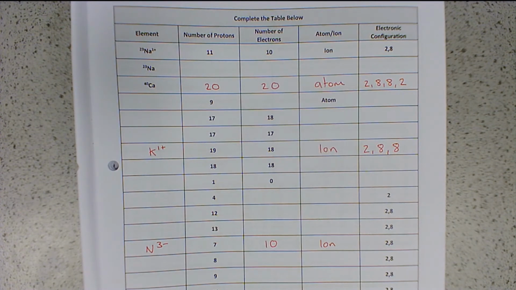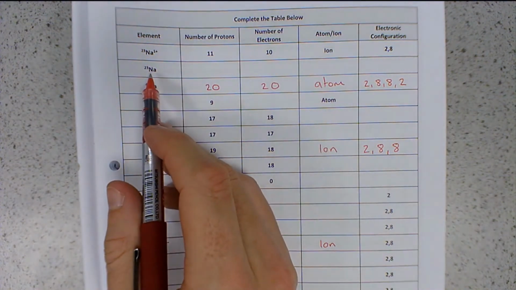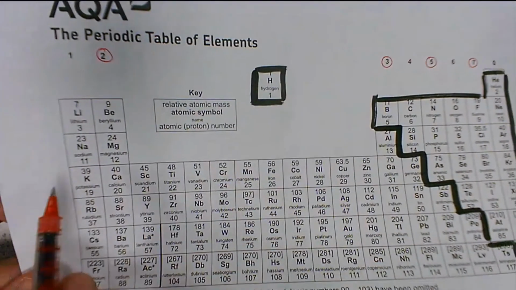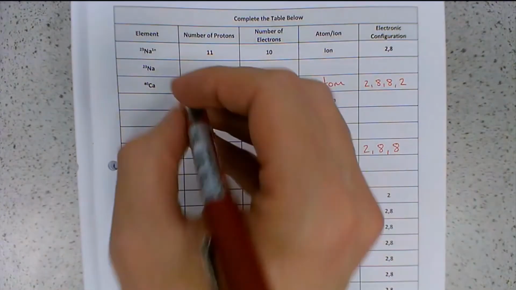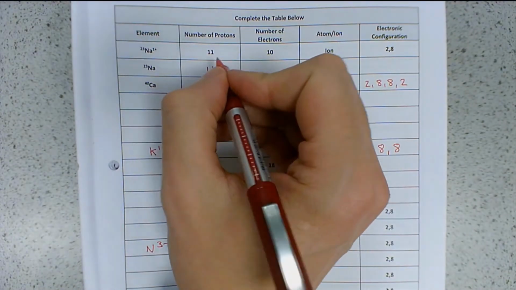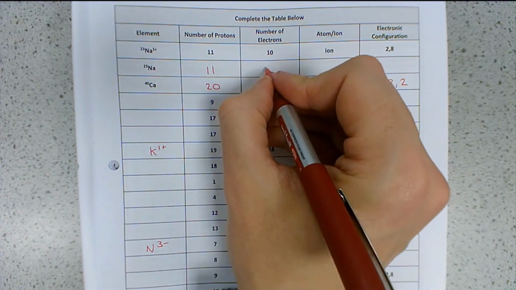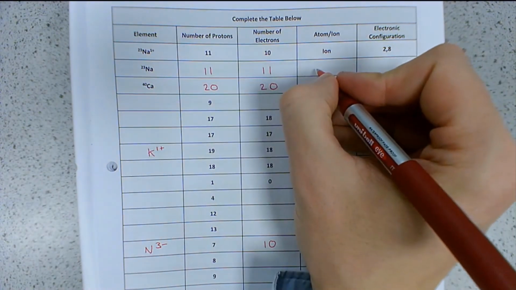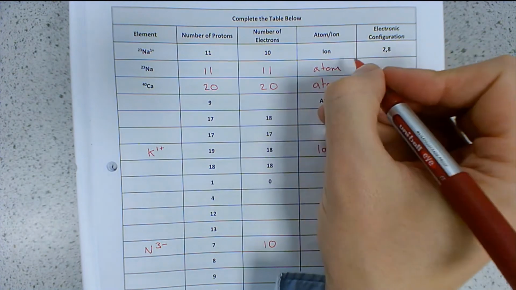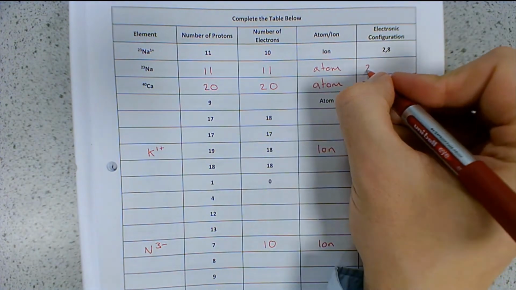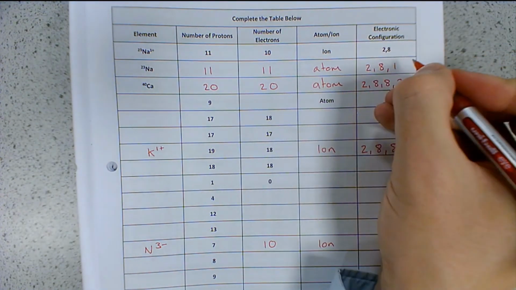So I'm just going to go through this now. Again, make any corrections you need to in green pen. So the first one here, sodium, has an atomic number of 11, so it must have 11 protons. It doesn't have a charge, so it's not an ion, which means it must have 11 electrons, making it an atom. And its electronic configuration is going to be 2, 8, 1.